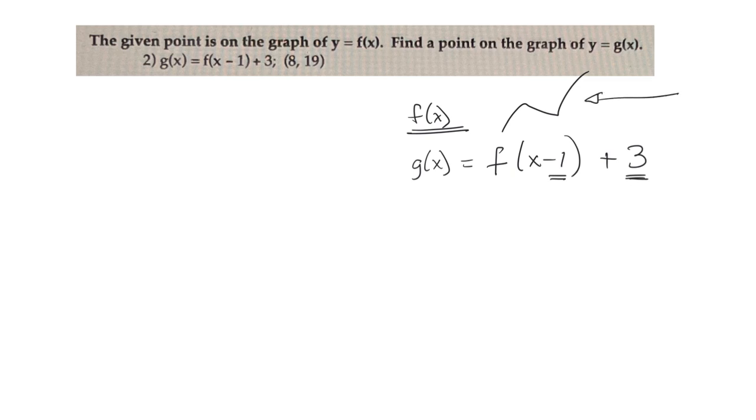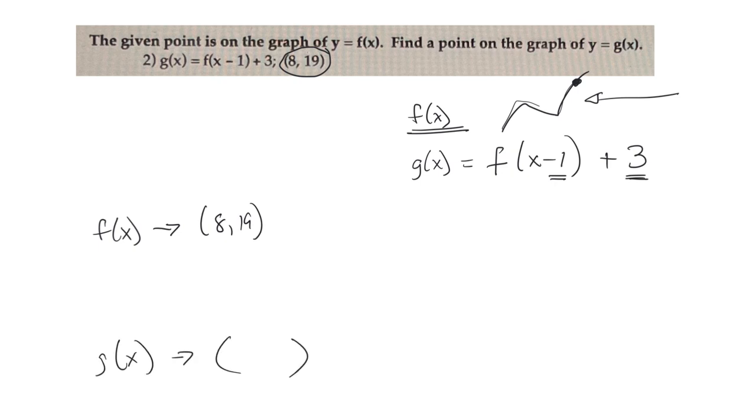Now, in the question, they say, well, you don't have to do the whole graph, just do one point. So this is the point that they want you to transform. So let's look at what the transformations are. So f of x, the point is 8, 19, and I want to know what g of x is. It's got to be some point too. So this 8 is going to change maybe, and this 19 might change. Depends on if there's x transformations or y transformations. So let's see what they are.